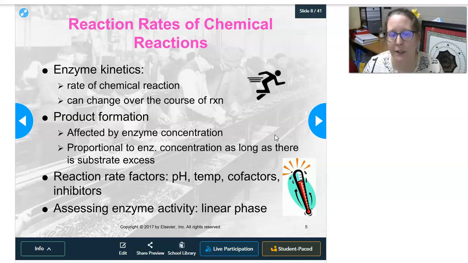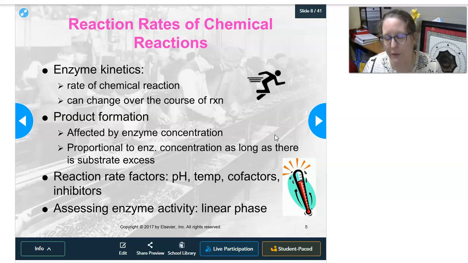Things that can affect the reaction rate of enzymes include pH. Some enzymes are meant to work at a neutral pH, some can work at an acidic pH, some can work at a basic or alkaline pH. They usually have a certain range in which they're operational, but if you move too much outside of their range, then it can cause denaturation of the protein. It can cause them to not work. It can also cause them to not work as fast or as well as they normally would.